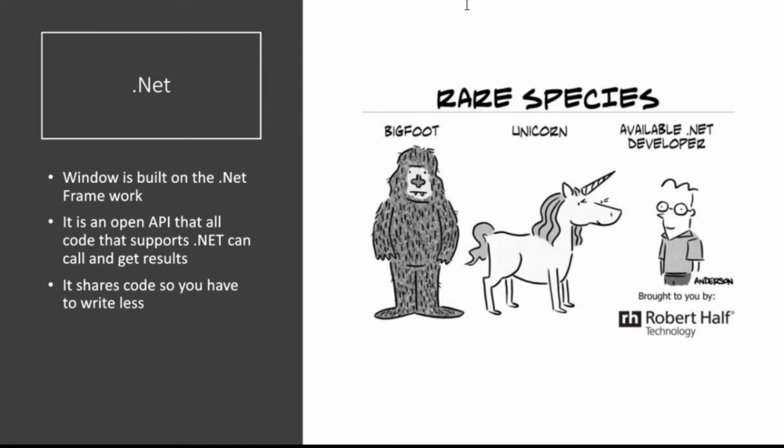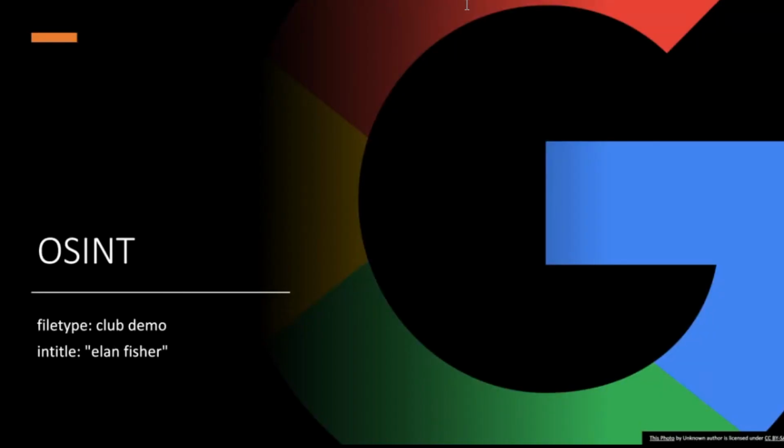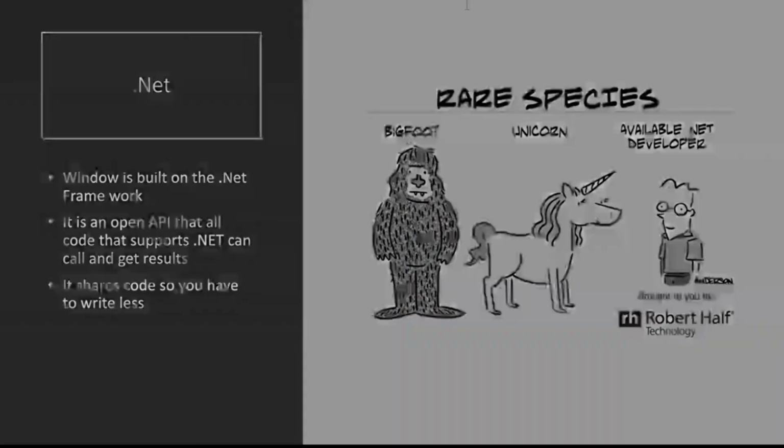Windows documentation is one of the best. We'll look at it in a second. It will basically hand everything to you on a silver platter. And it shares code, so you have to write less. Everybody doesn't want to write a 250,000 line piece of code if it's already written, so you might as well save the time. All right, so that's that presentation there.